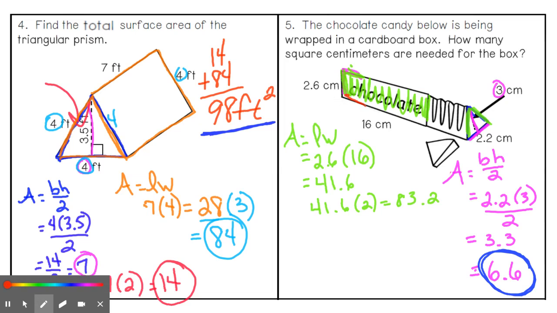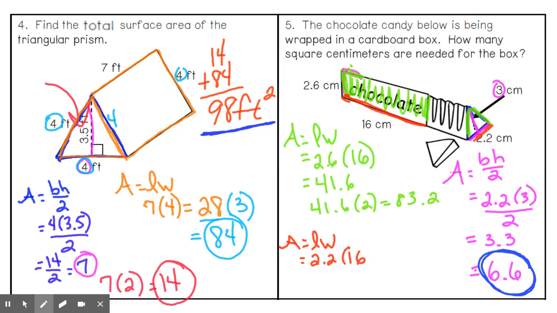Okay, so down here at the very bottom, we have 2.2 times 16. So again, area of a rectangle is length times width. So 2.2 times 16 instead of 2.6 times 16. Okay, so you just have to be really careful. And that is 35.2. So then remember, to find surface area, we just have to add all of those together.